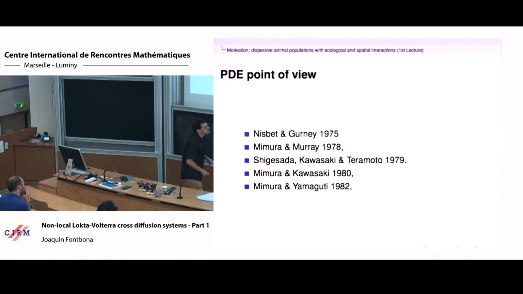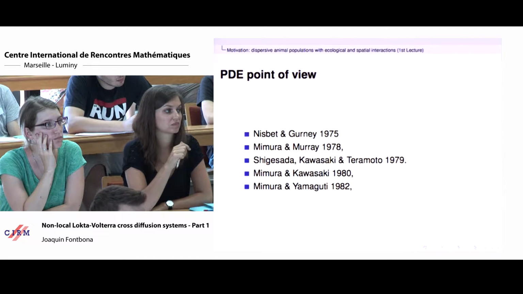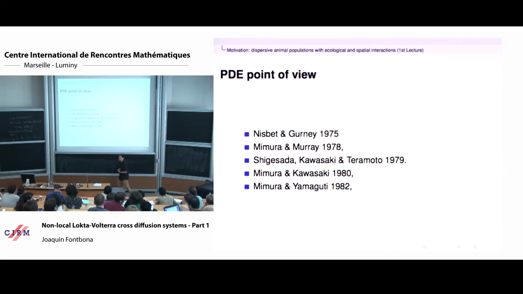As Laurent already mentioned, these questions have been around for several decades in the mathematical biology community, and they have been addressed mainly from the PDE point of view. These are some of the classic references or works in this direction. There is the work by Shigesada, Kawasaki, and Teramoto, which Laurent already mentioned, which triggered this mathematical interest for this type of models.